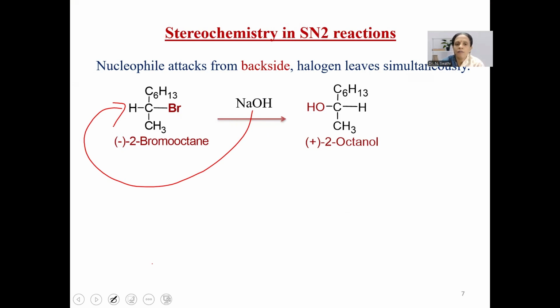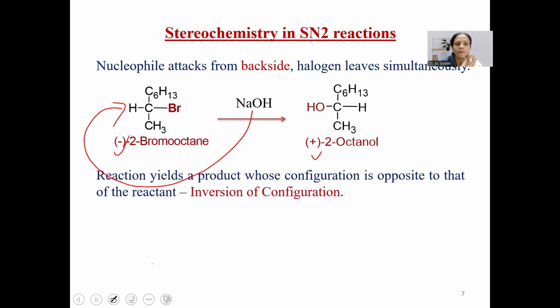Now, if you look at the configuration of 2-octanol, it was noticed through experimentation that the product configuration is dextro, while the reactant configuration, as you are aware, is laevo form. That means in this particular mechanism, we are getting a product whose configuration is exactly opposite to that of the reactant. This is possible when there is inversion of configuration, and this is also known as Walden inversion.